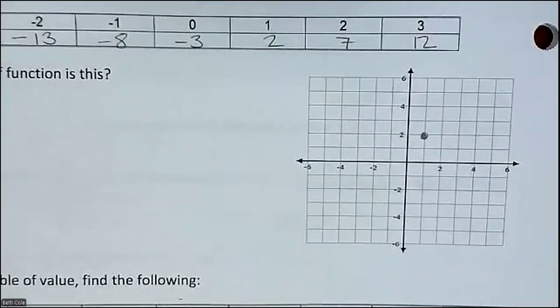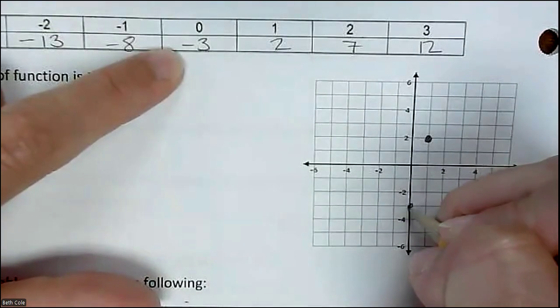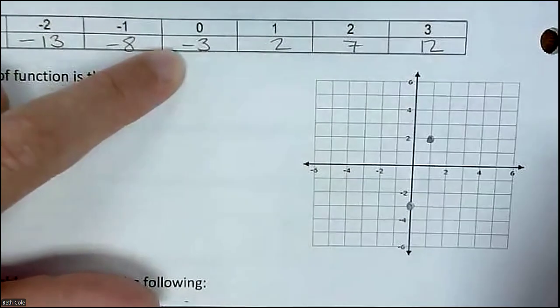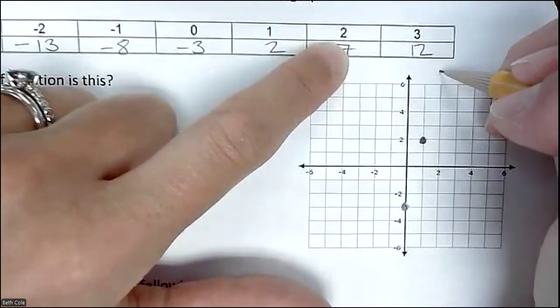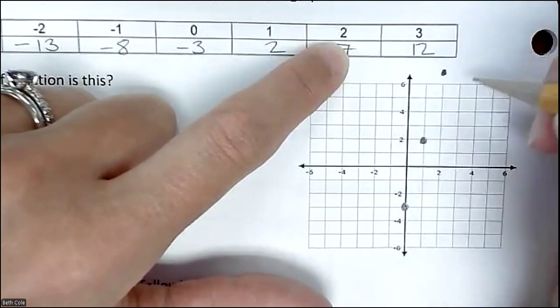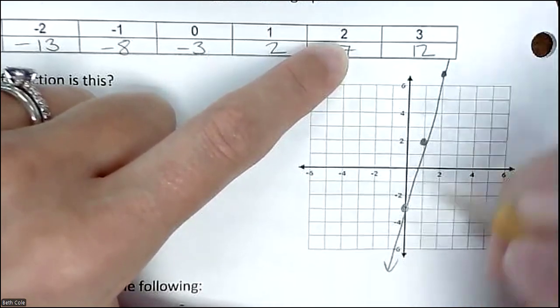Can we get another one though? I'd like to have at least, yeah, 0, negative 3 is going to fit. That's right there. I think everything else is going to go off the grid. 2, 7 would be right here. That's only like 1 above. But if you connect them, oh my gosh, what does it look like?